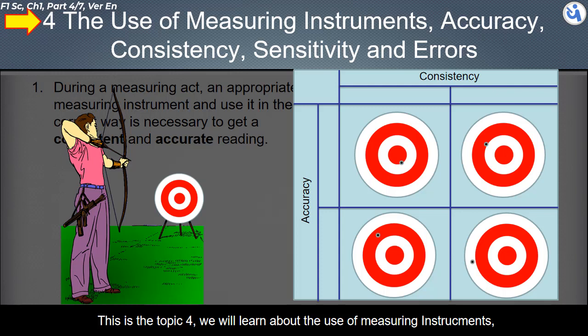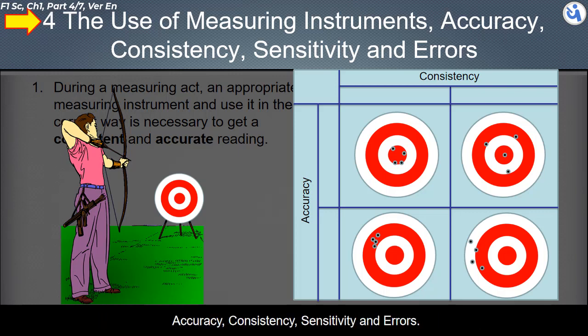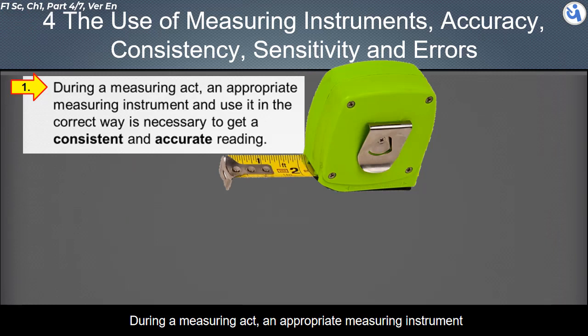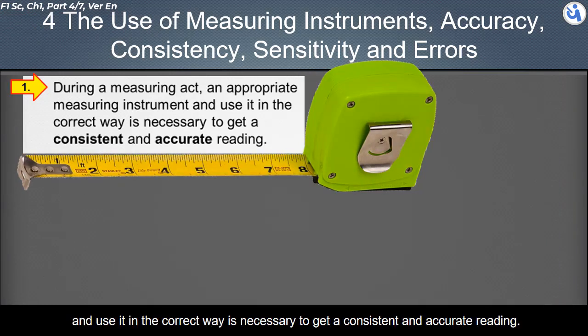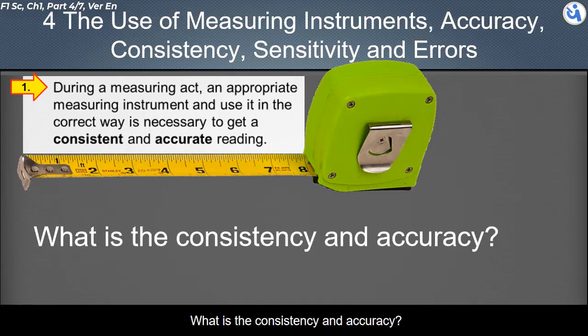This is topic 4, where we will learn about the use of measuring instruments: accuracy, consistency, sensitivity, and errors. During a measuring act, an appropriate measuring instrument, used in the correct way, is necessary to get a consistent and accurate reading. What are consistency and accuracy?